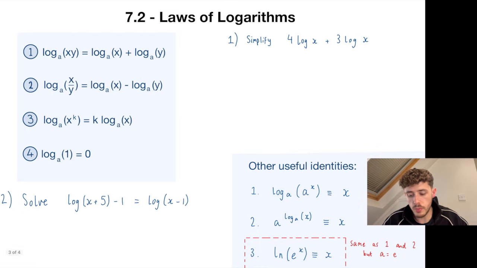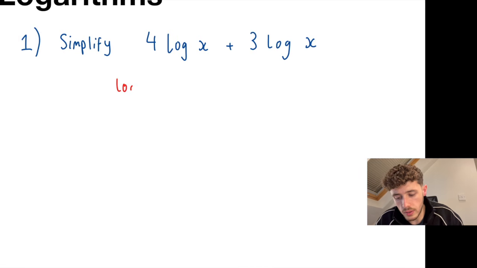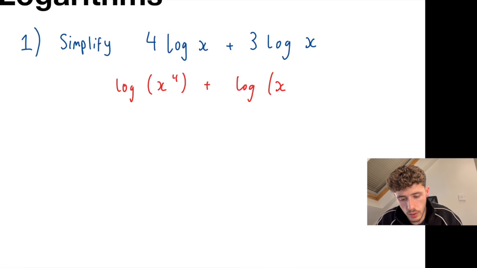So we can use point number 3 here and raise the powers back into the brackets. So what we can do is log x to the power of 4 plus log x to the power of 3. Another useful point to make is if there is no base down next to the log, we can assume it's log base 10. Another useful fact that is worth bearing in mind.